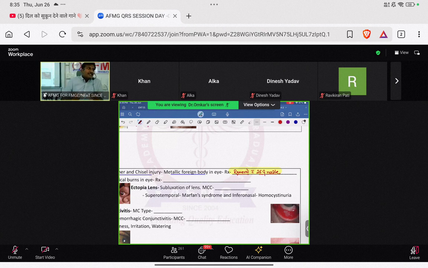Which investigation is used in metallic foreign body? CT. Which investigation is detrimental? What is detrimental? Detrimental means that which is harmful, because I have got this question so many times, sir, what is detrimental. Remember, the investigation that will be harmful: MRI is absolutely contraindicated whenever the person has a metallic foreign body in the eye or anywhere in the body.